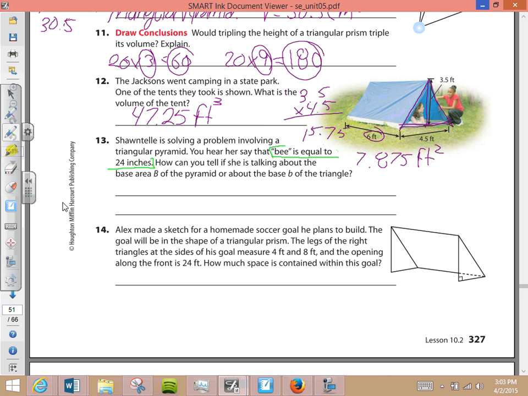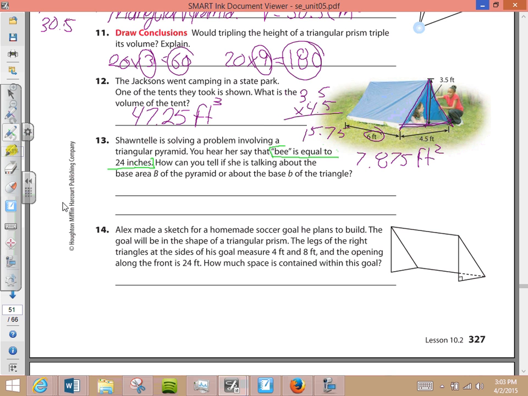Let's say I'm over here and I tell you B is equal to 24 inches. And you listen to me and write down B equals 24 inches. You get back to your group and you're like, do you mean the area of the base B is 24 inches? Or the measurement of the triangle, the base is 24 inches? How do you figure it out?